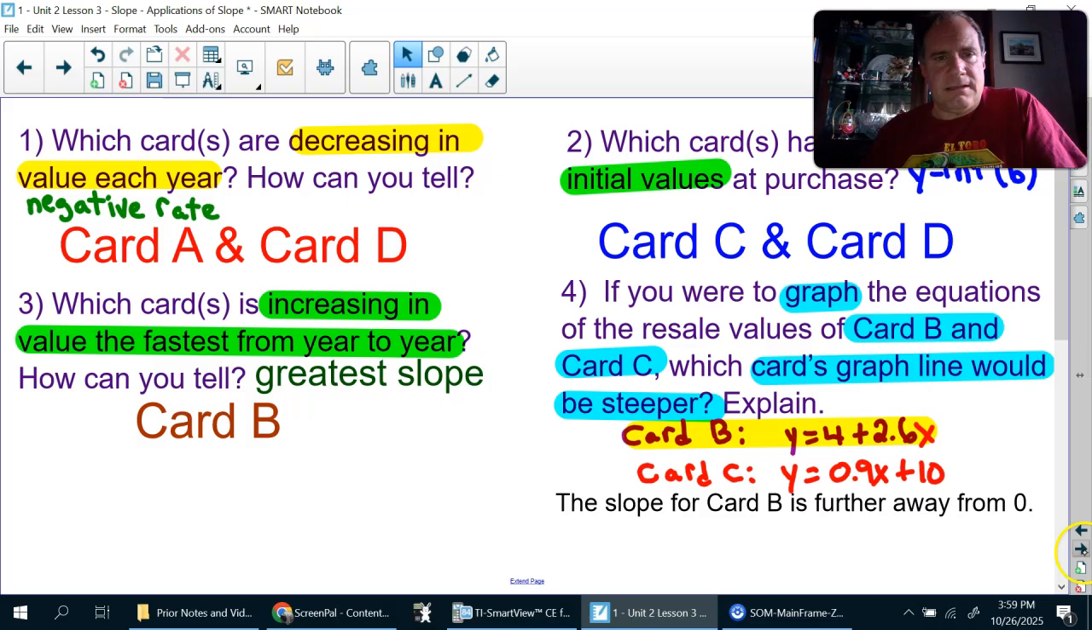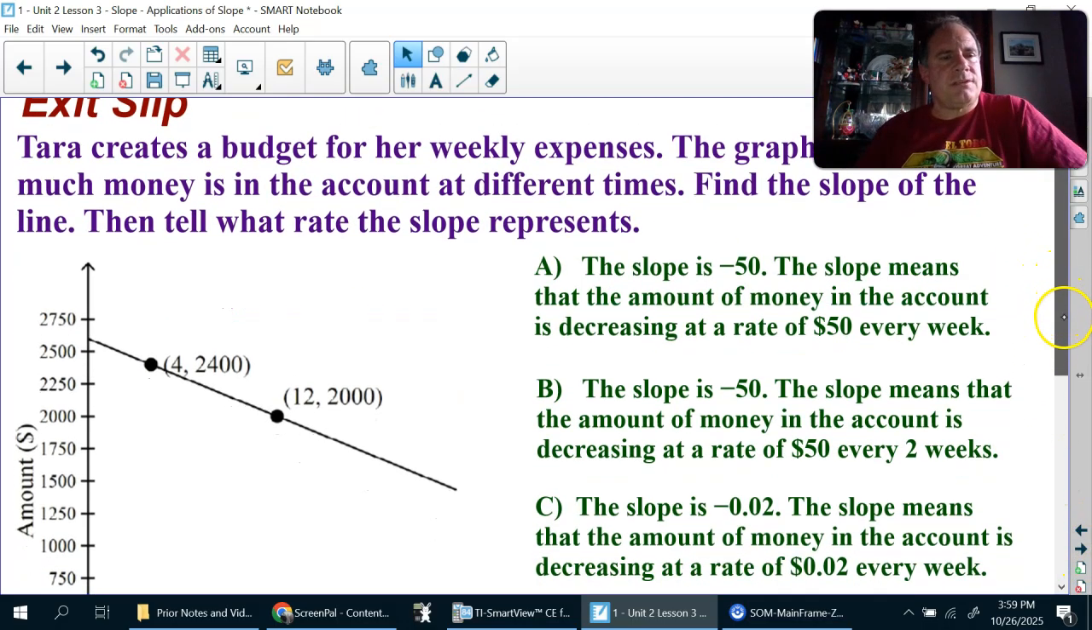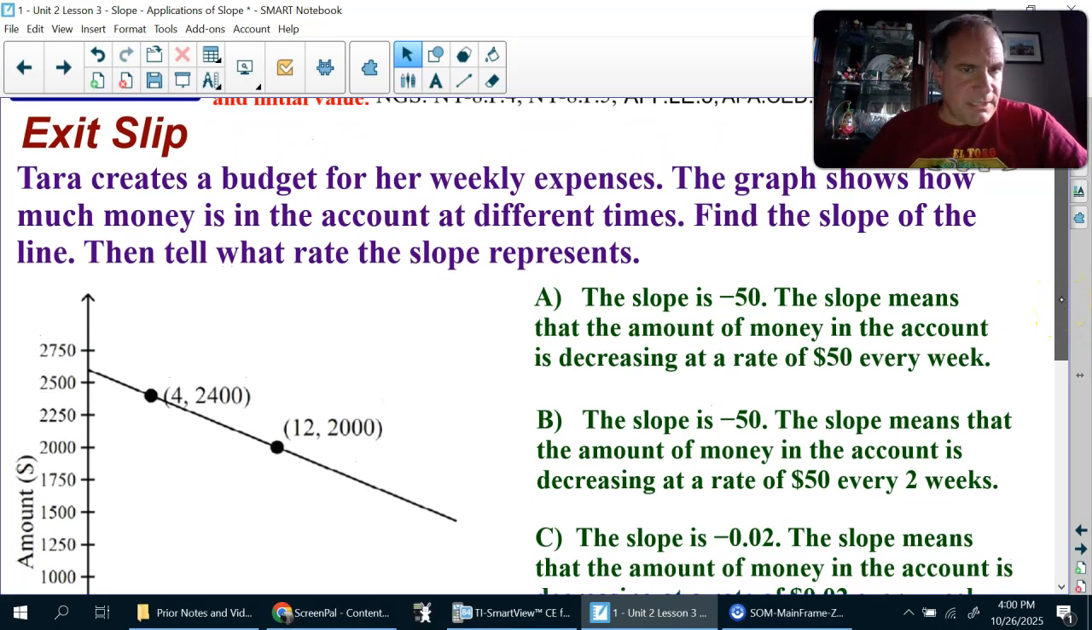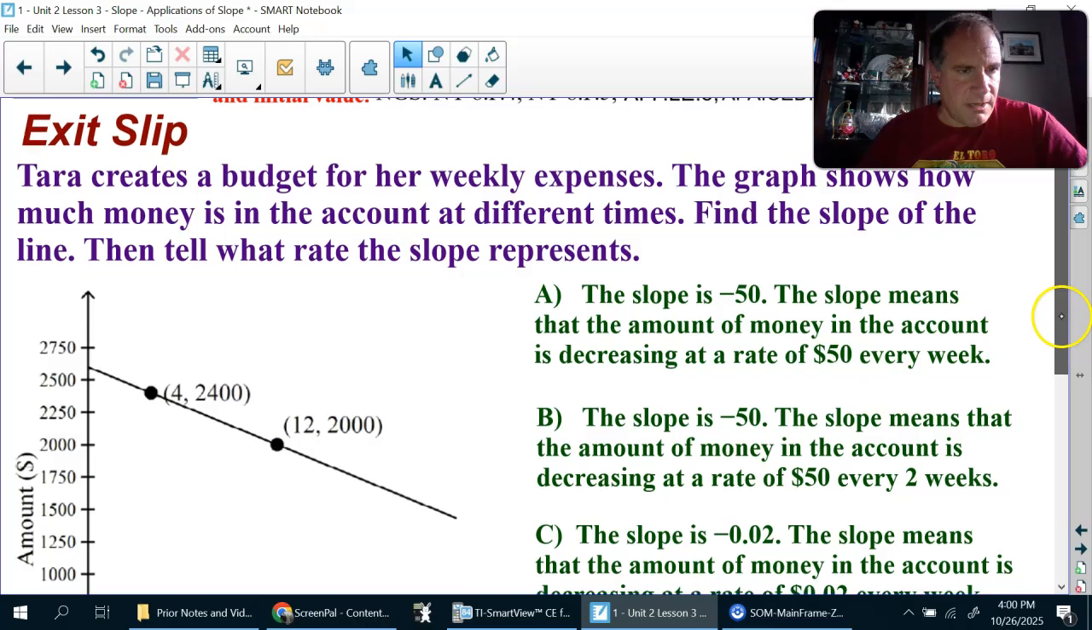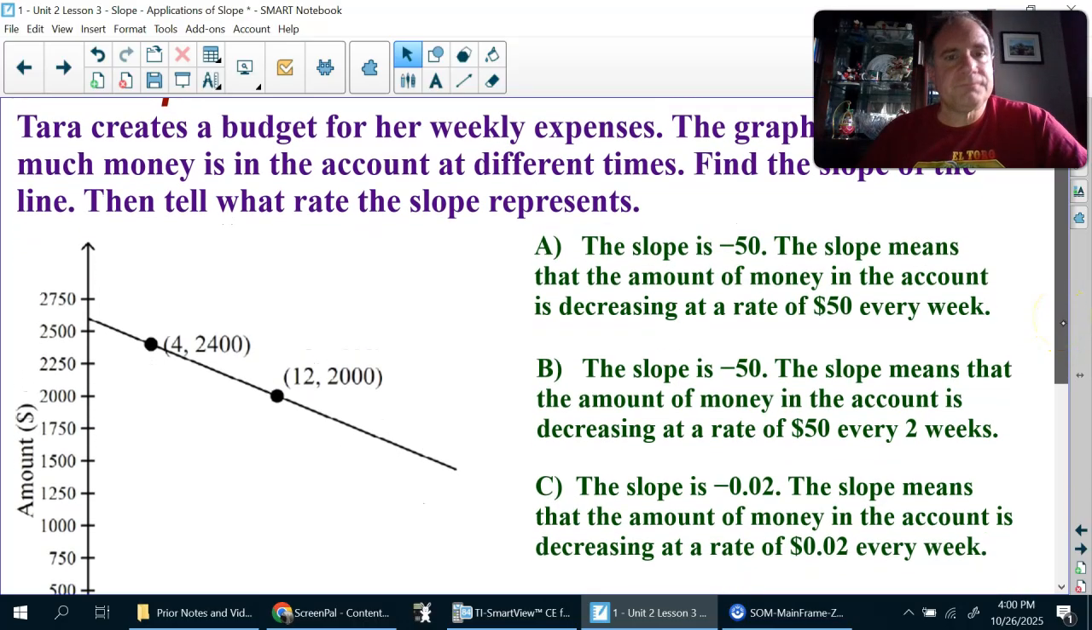And that is it. So the exit slip, here we go. Tara creates a budget for her weekly expenses. The graph shows how much money is in the account at different times. You can look at your graph. That's a negative slope. Find the slope.